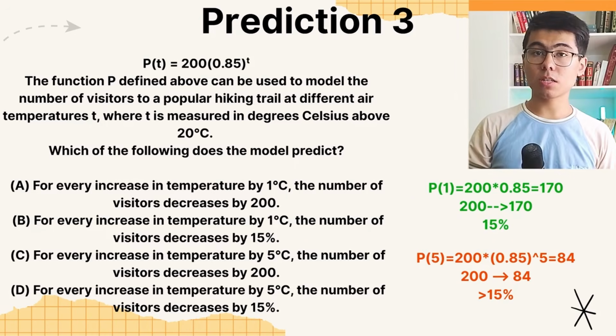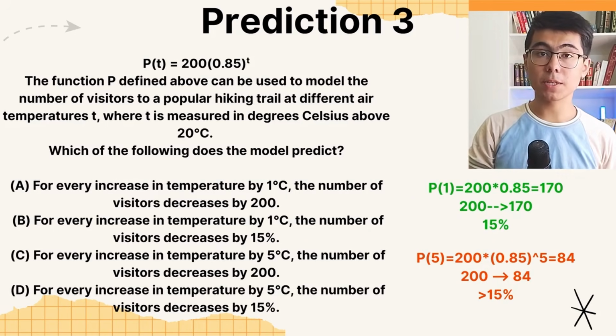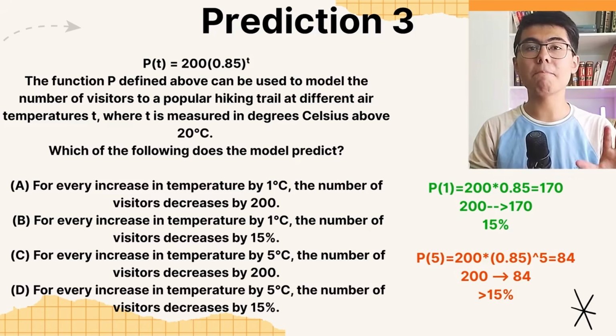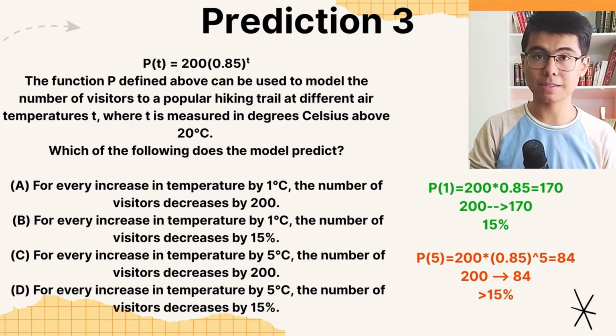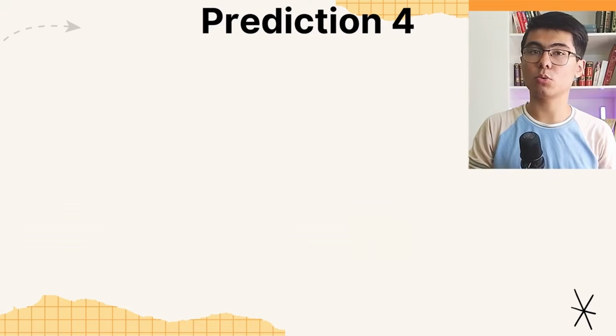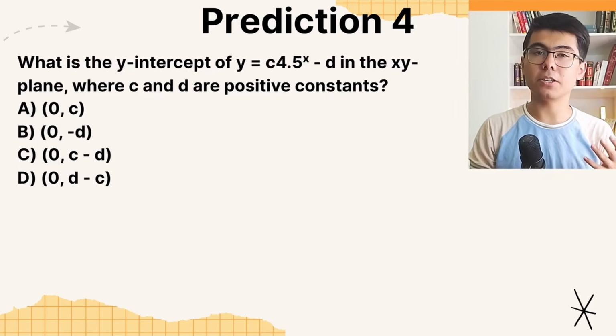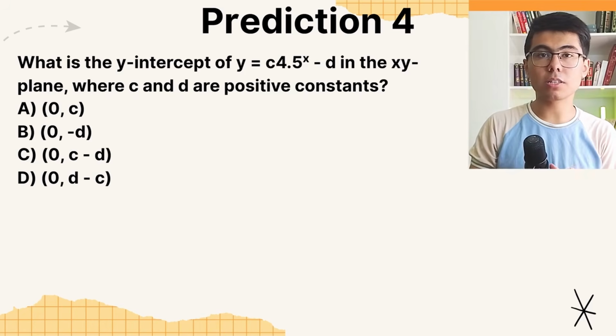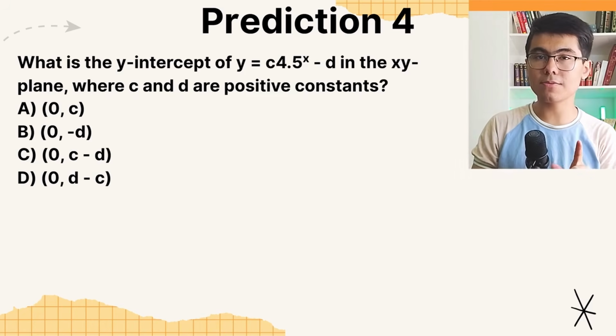So that's a decrease of much more than 15% because exponential decreases compound over multiple increments. So that's wrong too. Now, they're asking us to find the y-intercept of an exponential equation, and this can seem very tricky, but the pattern is really straightforward once we recognize it.